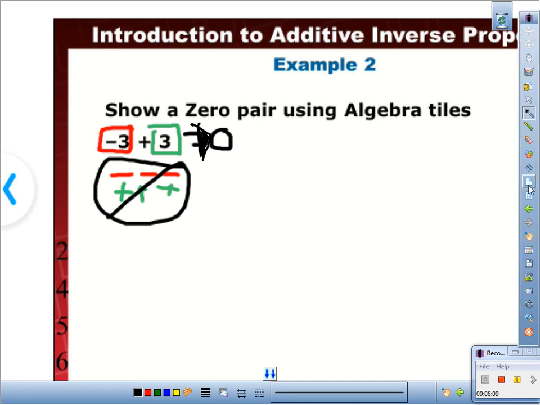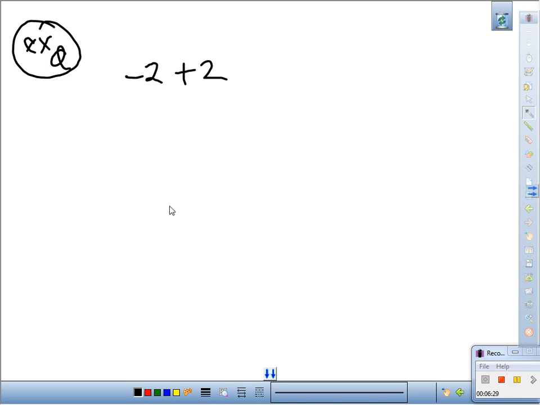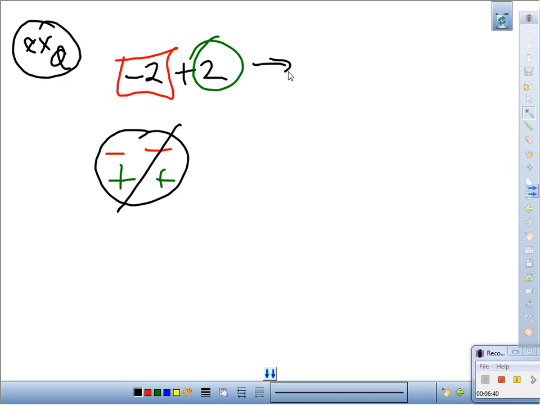Underneath that one on your paper, I want you to write example Q. No, underneath the example that you wrote before that. Okay, write example Q. Copy this. Let's do one more. Let's do -2 plus 2. Let's go a little bit faster on this one. What do we have? 1, 2 negatives. How many positives? 2. Therefore, identify the zero pair, and this becomes 0.